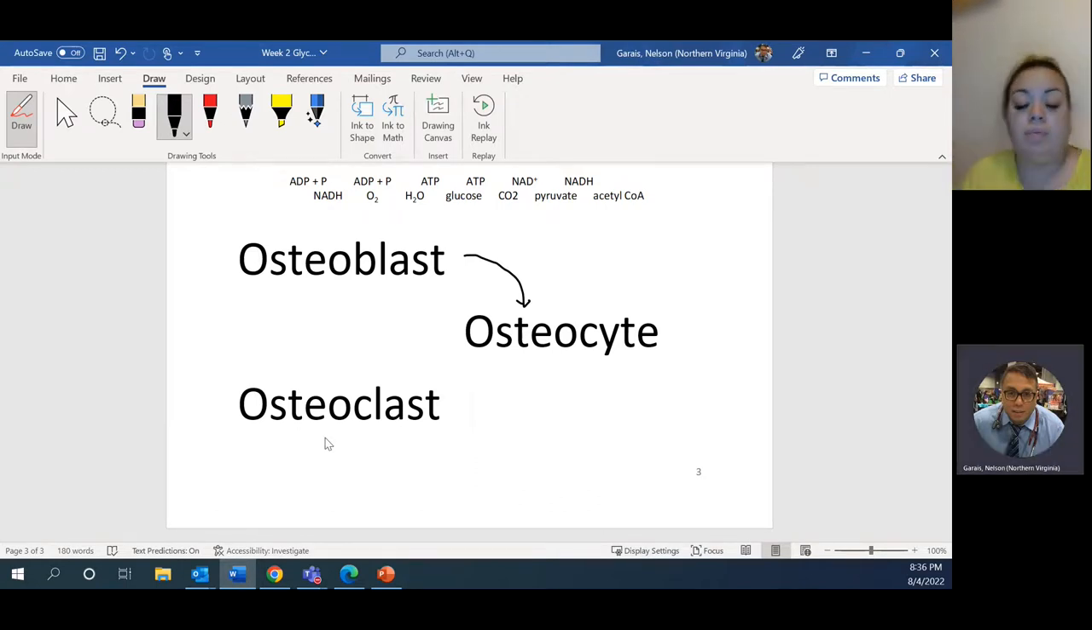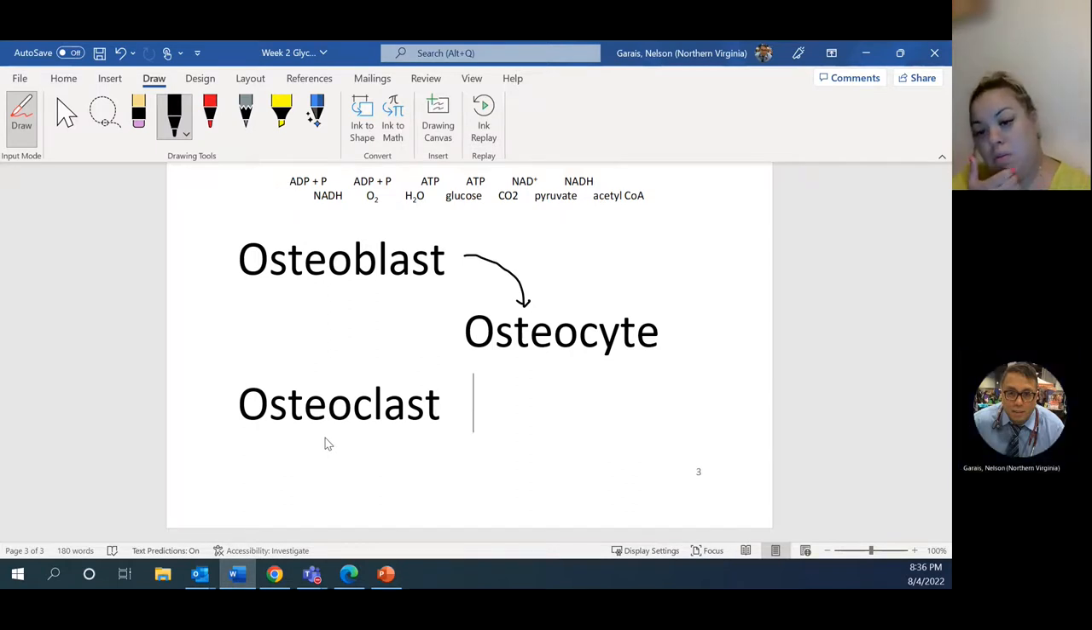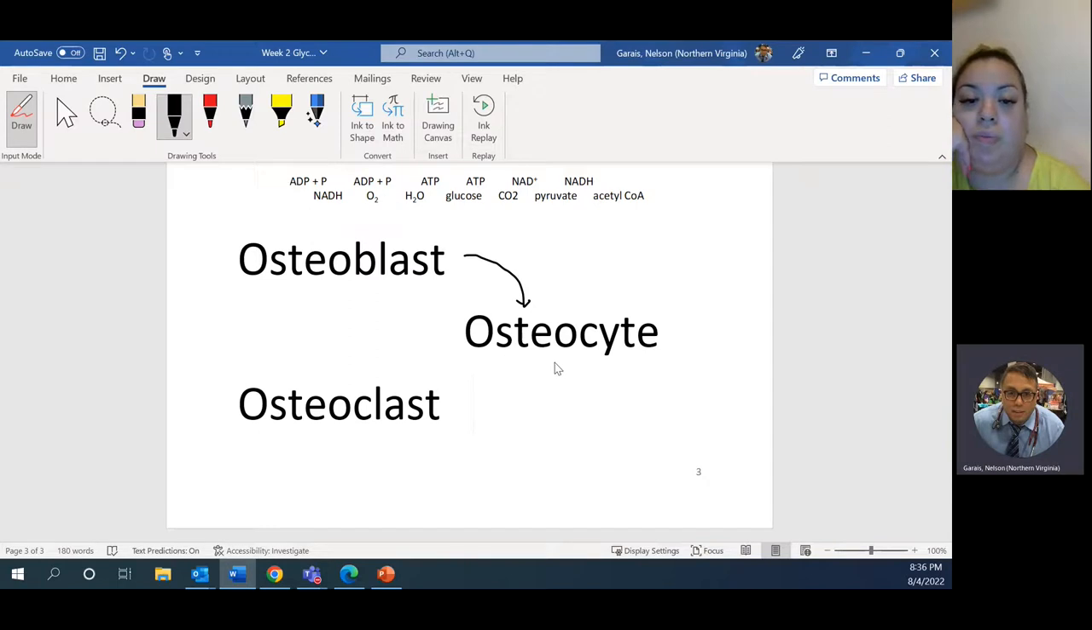Now, we already know that there's mineral deposits, and we also know there's something called remodeling. So every once in a while, I have to break down bone to make bone. Sometimes I also have to break down bone to feed a baby, right? So the osteocyte then has to give in to the osteoclast. So the osteoclast, think crash, breakdown. And then from the osteoclast, once I break down, it's going to go back up and make some more new osteoblasts. So this cycle that I have drawn here is called remodeling.